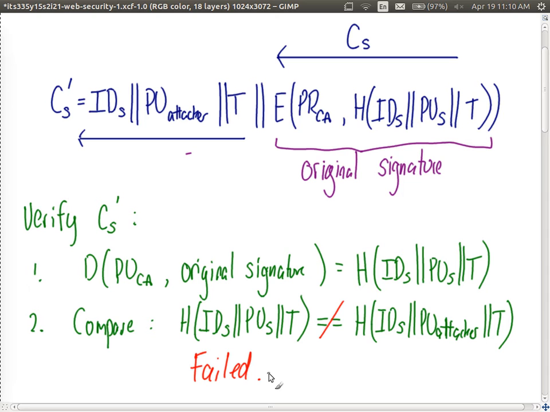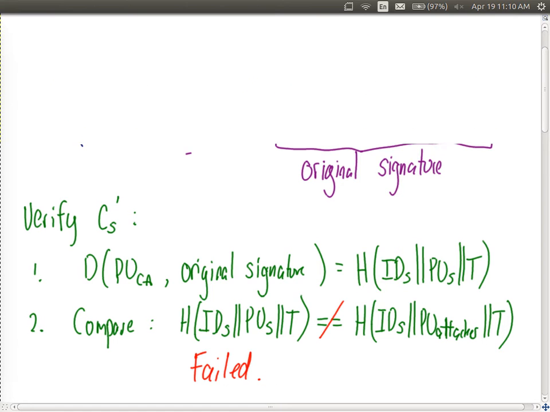Why did this one fail? We changed the public key, that's our aim. We want to give a different public key to the browser. We need to change that, but we didn't change the signature, we just used the original signature. So we could try to change both the public key and the signature. Let's try. Let's go through the full attack.